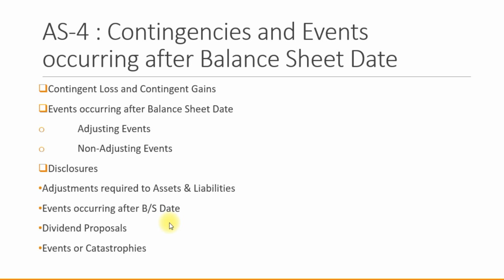Now let us see what contingencies are. Contingencies are events whose outcome is known only on the occurrence of it, for example, a case in high court or a penalty proceeding. Until it occurs, the outcome is not known. Such events are contingencies.